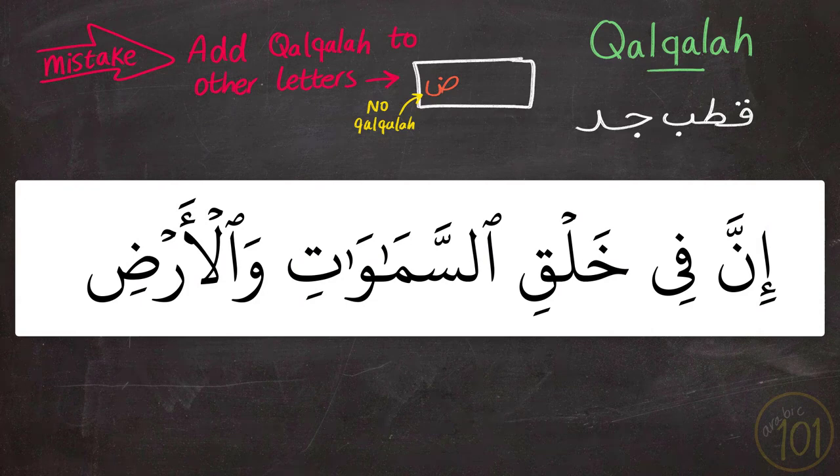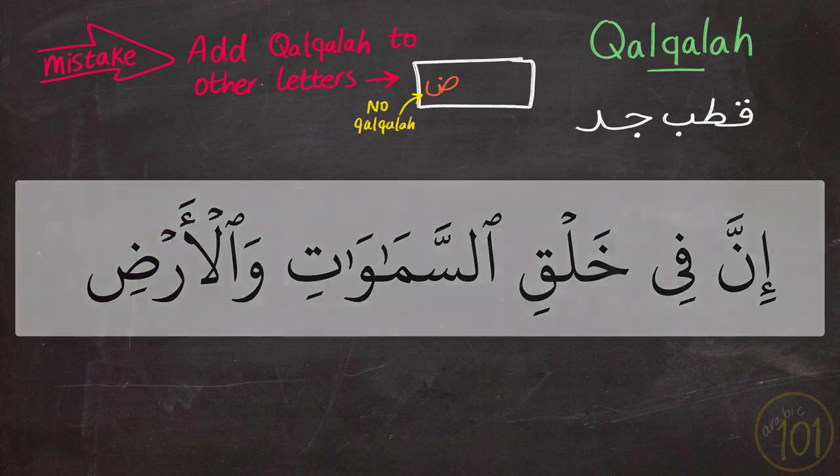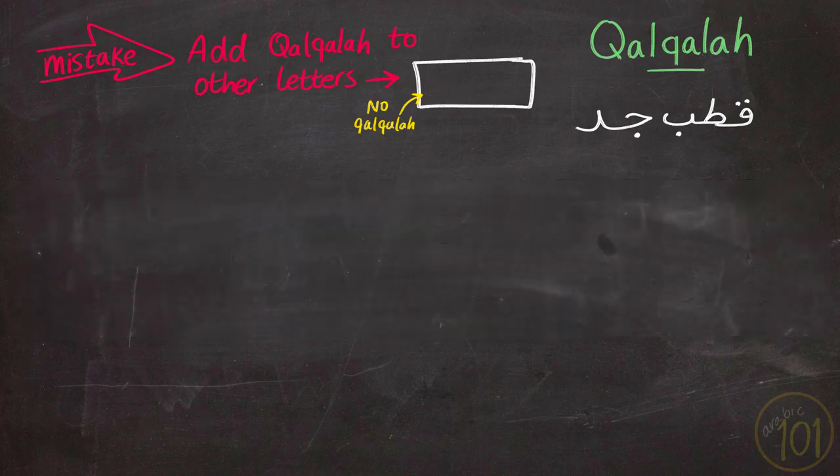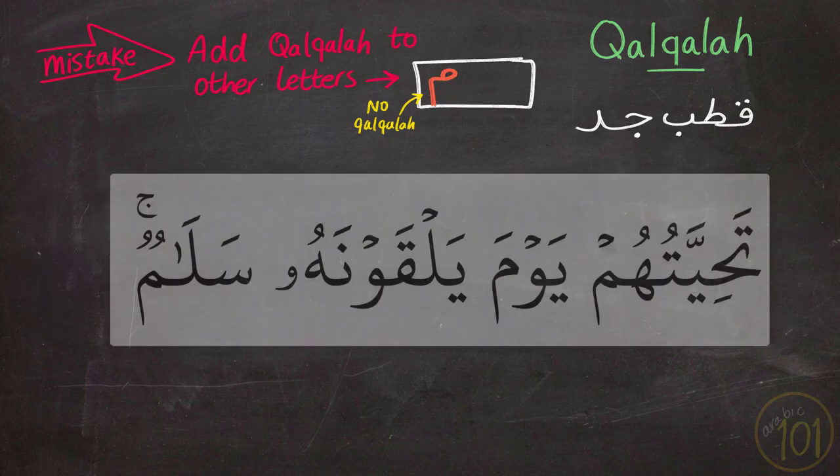إِنَّ فِي خَلْقِ السَّمَاوَاتِ وَالْأَرْضِ. That is not correct. You should not add the Qalqalah to أرض and say أرض. That is not correct. And this is what it should sound like. إِنَّ فِي خَلْقِ السَّمَاوَاتِ وَالْأَرْضِ. Also, the same can happen with words that end with the letter mim.